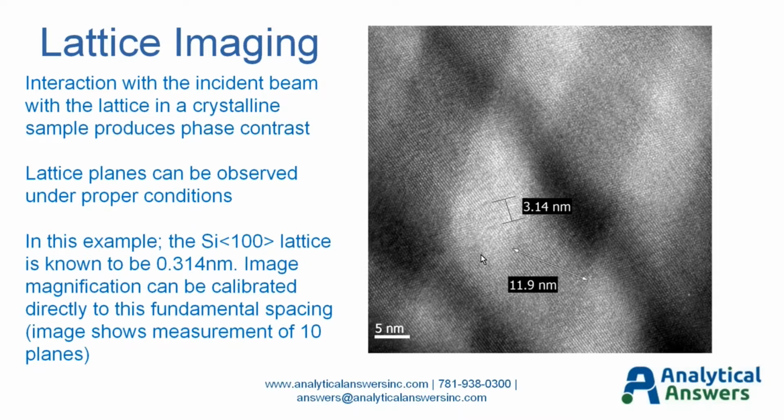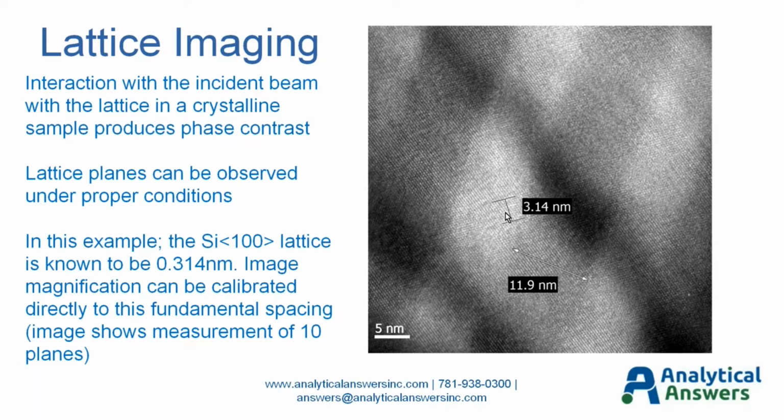So now we're looking at the lattice planes in the sample. We can see that they run very continuously across the boundaries between the silicon and the germanium films, indicating that we do have true epitaxial growth. And in this case, we know that the silicon 100 lattice parameter is 0.314 nanometers, so we can use that as a fundamental yardstick to calibrate this image.